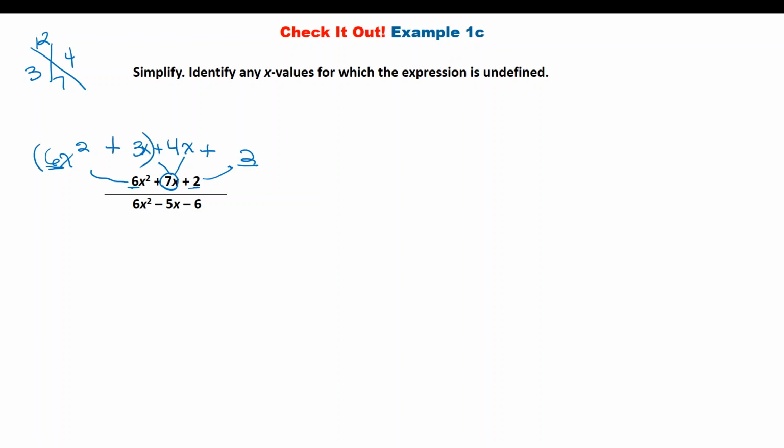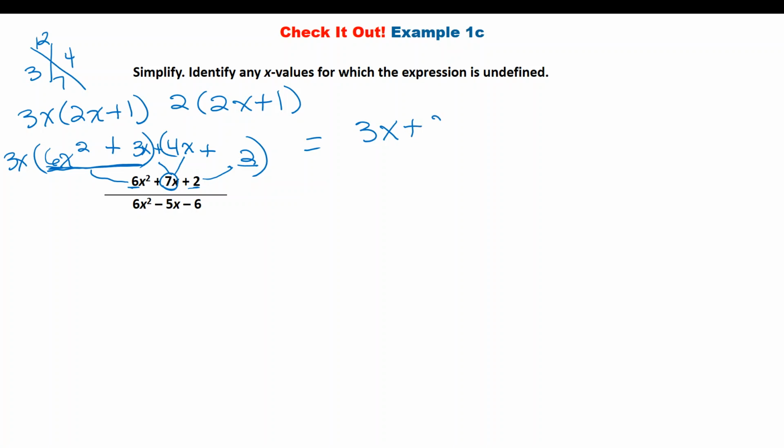And now I'm going to group together and see if I can factor by grouping. And here I see that in this first group I can go ahead and factor out a 3 and an x. So that leaves me with 3x times 2x plus 1. And now on this one, I can factor out a 2. So that leaves me with 2x plus 1 also. So in the end, my numerator is going to be 3x plus 2, this one and this one, times 2x plus 1.